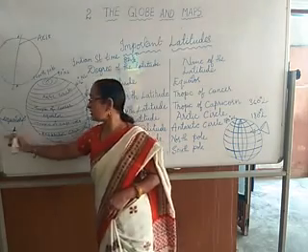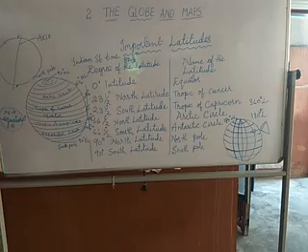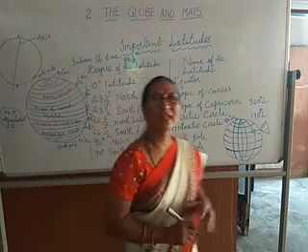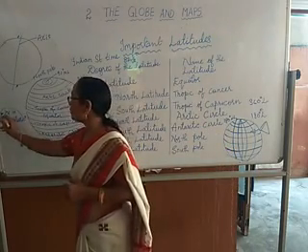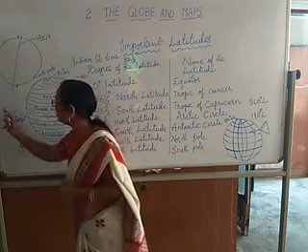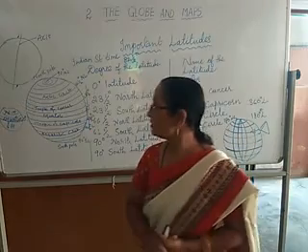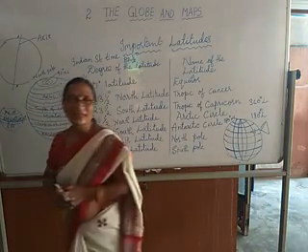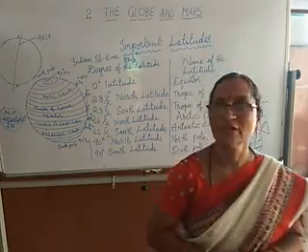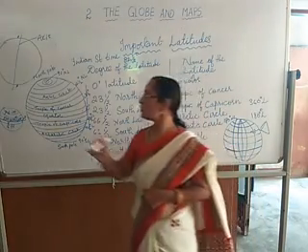So from the equator, many imaginary lines passing around the globe are called latitudes or parallels. Many imaginary lines parallel to the equator passing around the globe are called latitudes. These latitudes keep on decreasing in size as they move towards the poles, from the equator to the north pole and from the equator to the south pole.